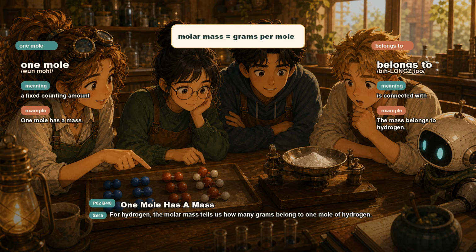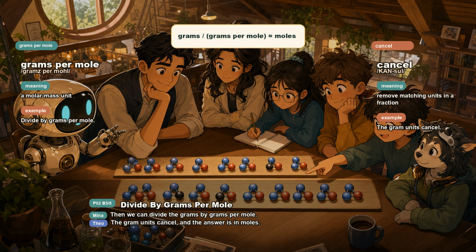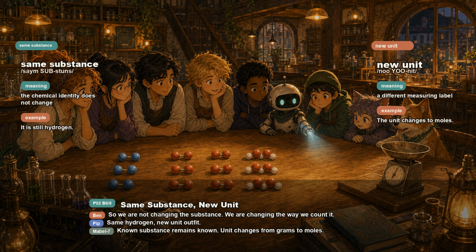For hydrogen, the molar mass tells us how many grams belong to 1 mole of hydrogen. Then we can divide the grams by grams per mole. The gram units cancel and the answer is in moles. So we are not changing the substance, we are changing the way we count it. Same hydrogen, new unit outfit. Known substance remains known, unit changes from grams to moles.